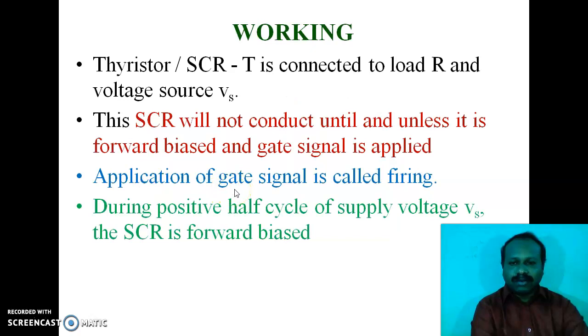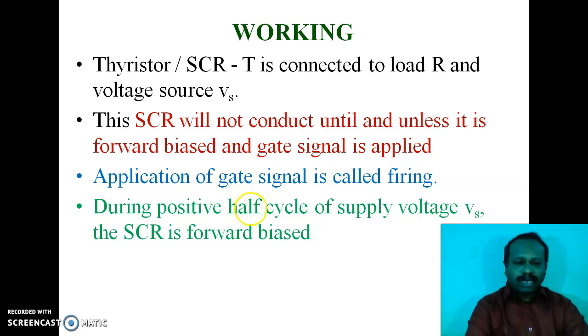Working of phase controlled converters. The thyristor, also generally known as SCR and represented by capital T, is connected to the load R and the voltage source Vs. This SCR will not conduct unless it is forward biased and a gate signal is applied. So in order to conduct, two conditions must be satisfied. The first is that it should be forward biased. Even though it is forward biased, it will not start conduction. Only after the application of the gate signal does it start conduction. Until the gate signal is applied, the forward biased SCR is in the forward blocking condition. To bring the thyristor from the forward blocking condition into the forward conduction mode, we need to apply a gate signal. Application of this gate signal is called firing.